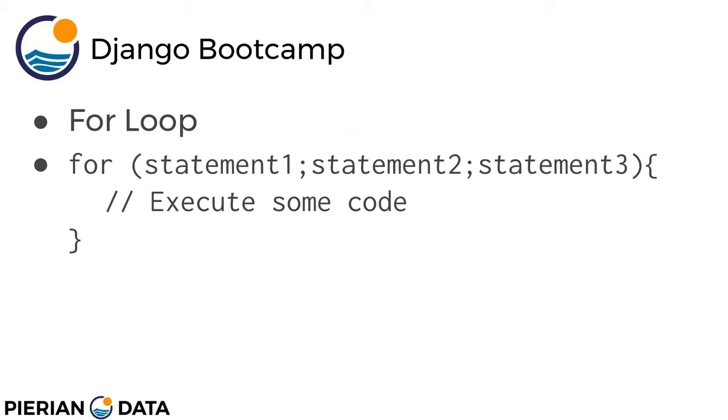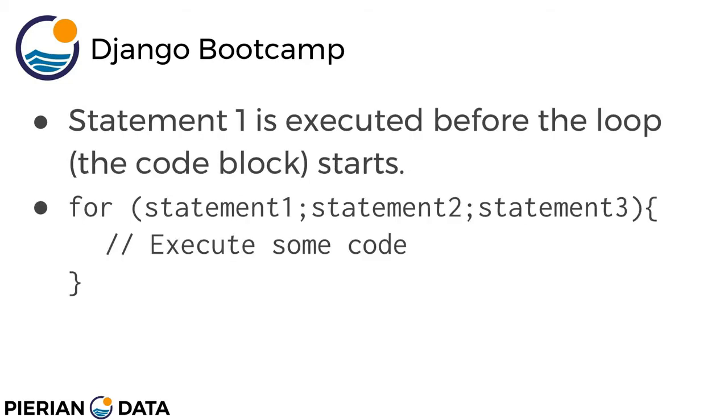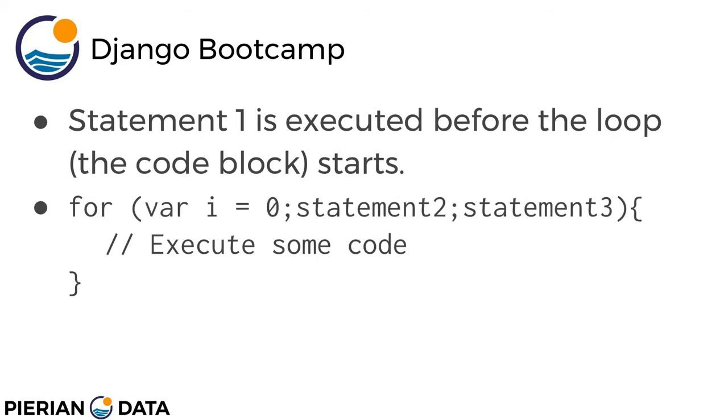You have your for keyword statement, and then you have three other statements separated by semicolon inside of parentheses, and inside curly brackets, you execute some code for the for loop. So let's actually describe what each of these statements represents, and we'll show you an example as we go along. So statement one is executed before the loop or that code block even begins. And that can be something like defining the variable i is equal to 0.